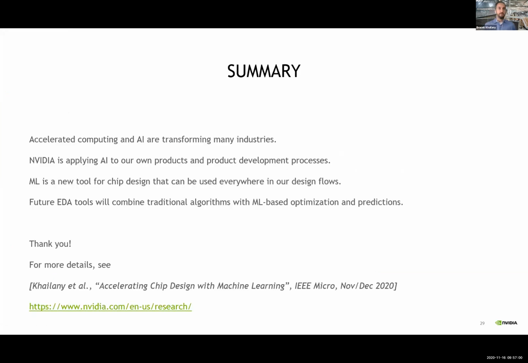I think I've gone a little bit over time, apologize about that, but just to summarize, our viewpoint is that accelerated computing and AI are transforming many industries. And a lot of the work we're doing in our research group and other research groups at NVIDIA is all about applying AI, not just enabling our customers to use AI, but also applying it internally to our own products and product development processes. I think ML and AI in general is a new tool for chip design that can probably be used everywhere in our design flows. And we're excited about future tools combining traditional algorithms with ML-based optimization and predictions.